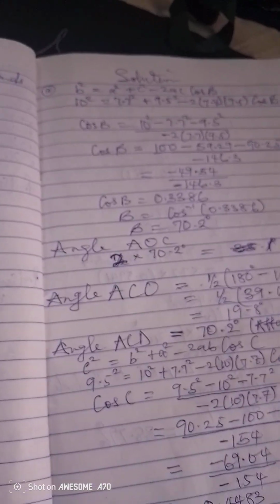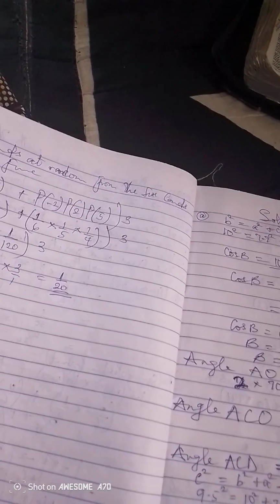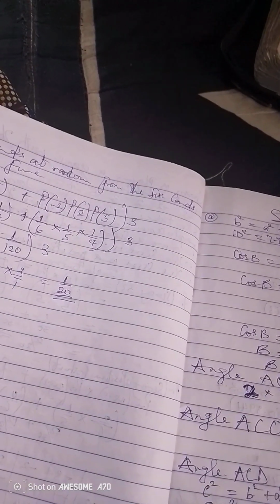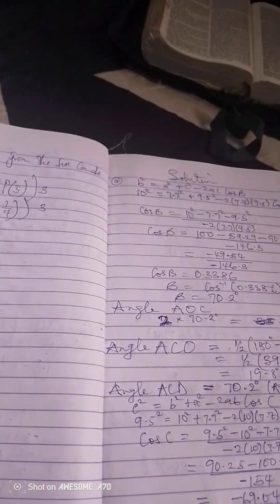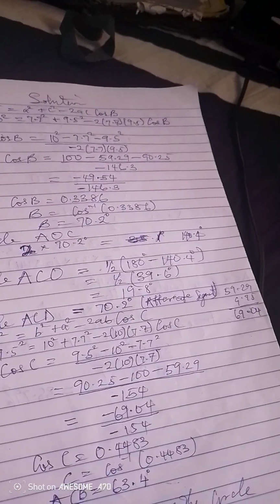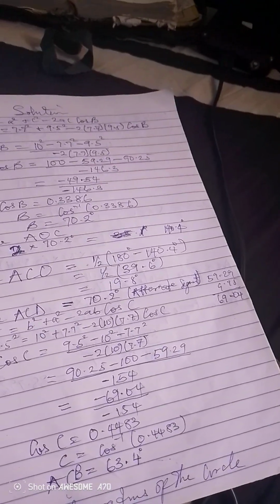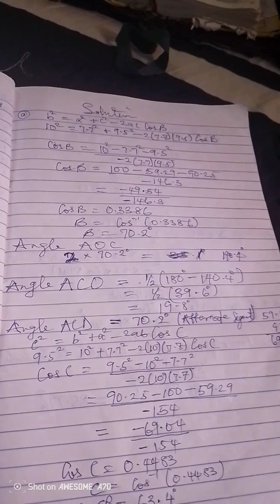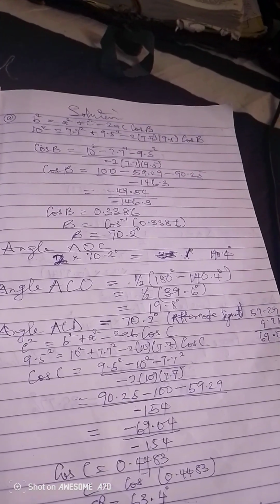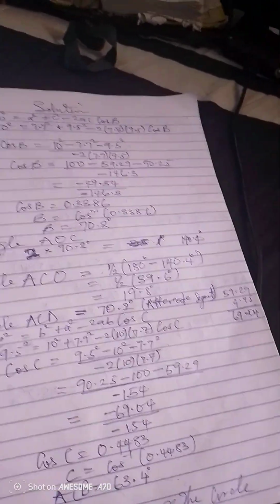But to find the angle ACB, we apply the cosine rule. We are applying the cosine rule to find the angle ACB, which you can see is given as 63.4 degrees.